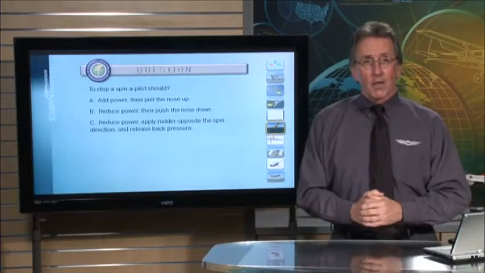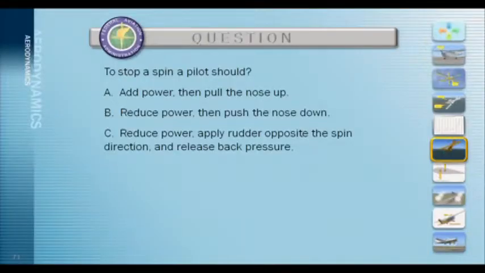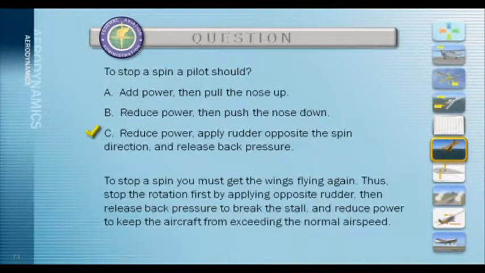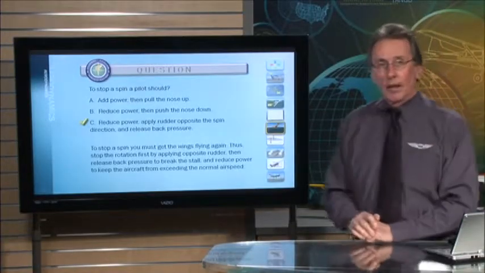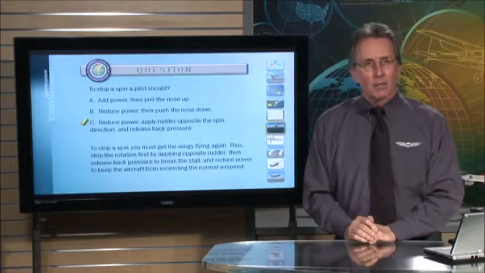Of course, you know this answer. To stop a spin, a pilot should C, reduce power, apply rudder opposite the spin direction, and release back pressure. Now remember, to stop a spin, you must get the wings flying again. Thus, stop the rotation first by applying opposite rudder, then release back pressure to break the stall, and reduce power to keep the aircraft from exceeding the normal airspeed. That all makes sense, I'm certain.